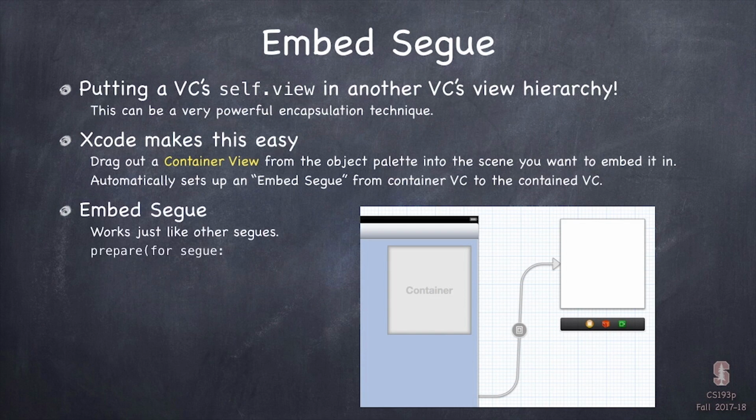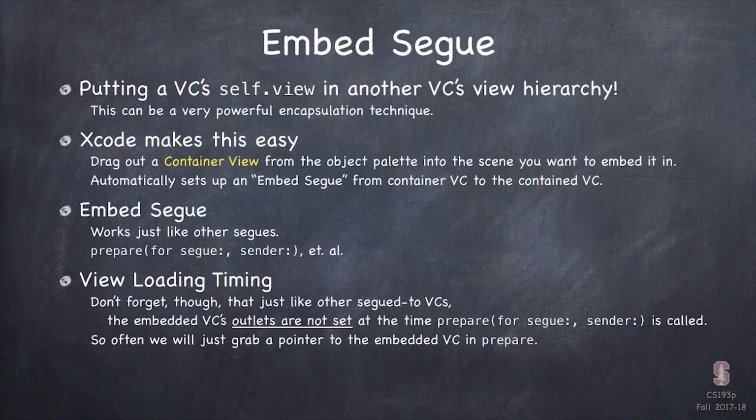Now, it works just like other segues in that you get to prepare for it. So you're going to get prepare for segue, and you can set the segue identifier right there. However, one thing to consider about embed segues is the timing there. Just like other segues, the outlets of the thing that you're connecting to are not set, so you can't really update it there. So a lot of times when we segue to an embed segue, what we do in the prepare is grab a hold of the embedded MVC. We grab a hold of that view controller so we can talk to it later, because we might need to update it or set something about its model as time goes on. So we usually have a var, and we grab onto it and talk to it later. And that's what I'm going to do in our demo here.